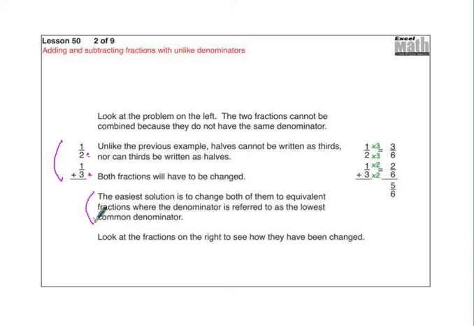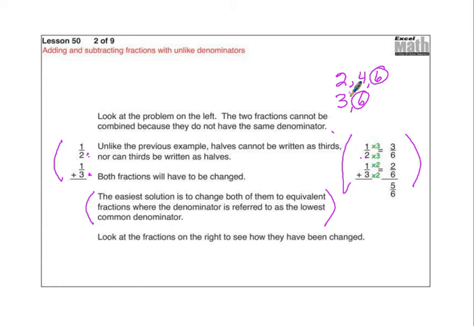The easiest solution is to change both of them to equivalent fractions where the denominator is referred to as the lowest common denominator or the lowest common multiple. Look at the fractions on the right to see how they have been changed. So here's how we're going to do these types of problems. We have 1/2 and 1/3. We have to find the lowest common multiple of 2 and 3. The multiples of 2 are 2, 4, and 6. The multiples of 3 are 3 and 6. And 6 is the smallest number that's in both lists.